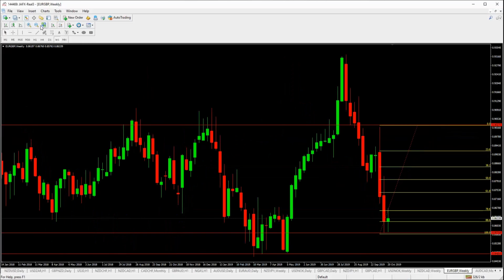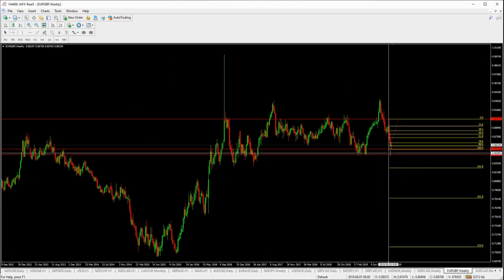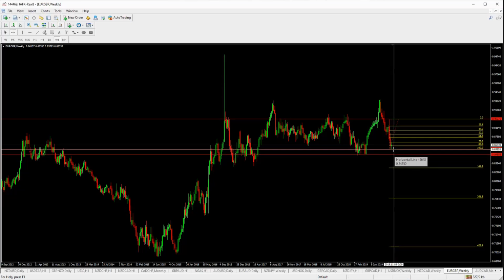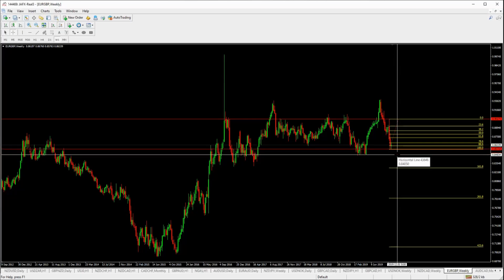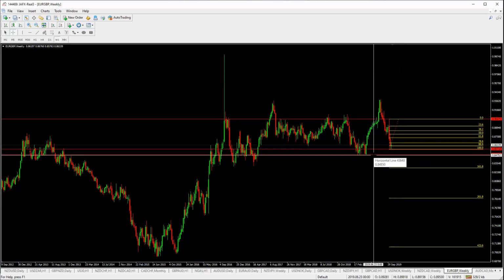We have our 161 right down there for our next support. So if we want to wait for this support to be hit, that's how many pips? It's 91, I believe. Yep, it's 90.